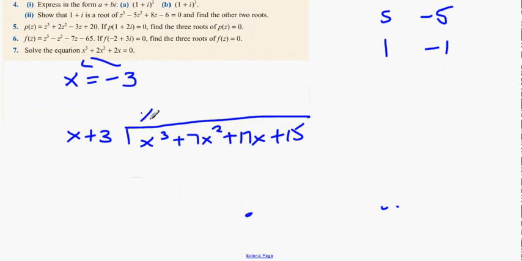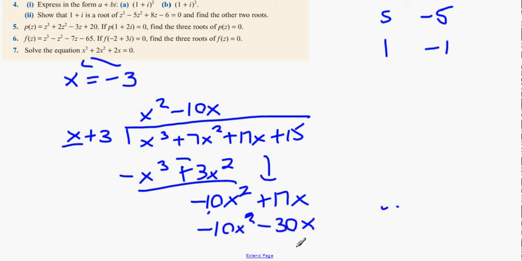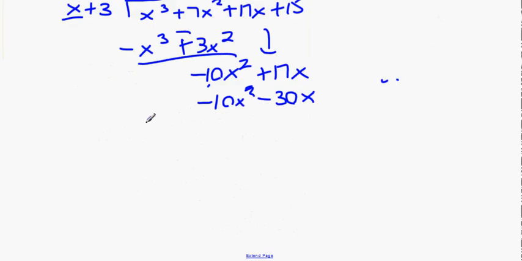We're going to get x squared, so that's going to be x cubed plus 3x squared. Take them away, and we're going to get minus 10x squared. Bring down the 17x. X into minus 10x squared goes minus 10x times. Then we're going to get minus 10x squared minus 30x. I think minus 10x anyway. Oh, sorry.